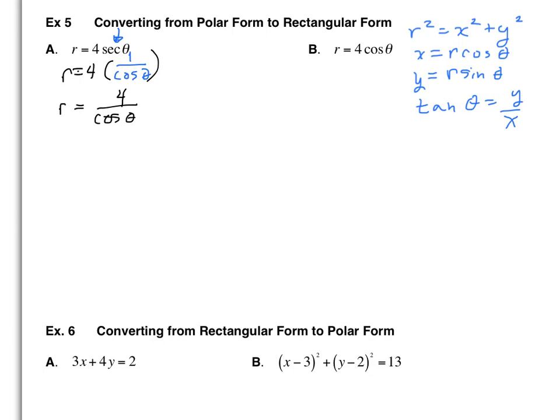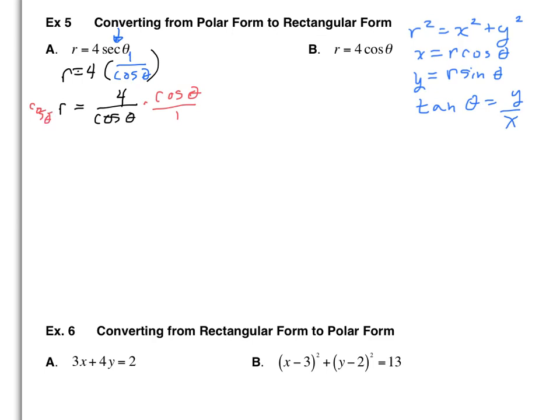Well, I still don't have a direct translation for just cosine, and I don't have a direct translation for just r, but do we like ugly fractions? So if you have a fraction, my suggestion would be to get rid of it. And so we're going to get rid of this fraction by doing what? Yep, if I multiply this side by cosine of theta, put that over 1, then I would have to multiply this side by cosine of theta.